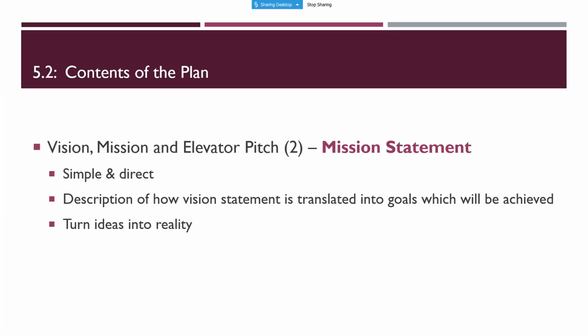So mission statement is going to be very simple and direct, and more takes that vision statement and actually kind of expands upon it. So how are we going to turn these ideas into reality? So translating that vision into feasible goals, and how we're going to achieve those goals.